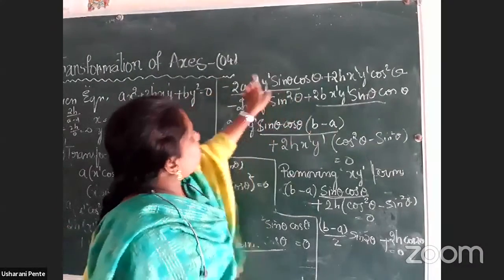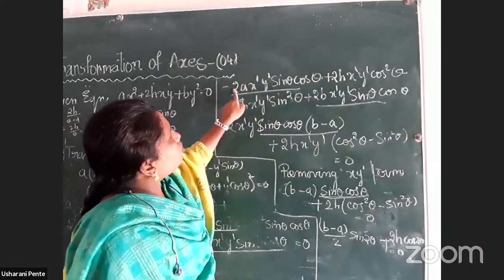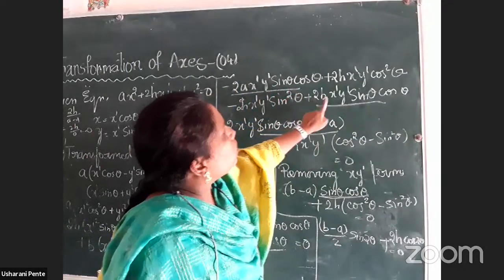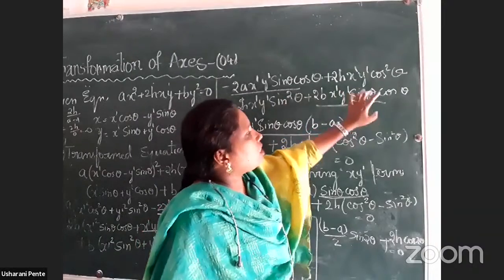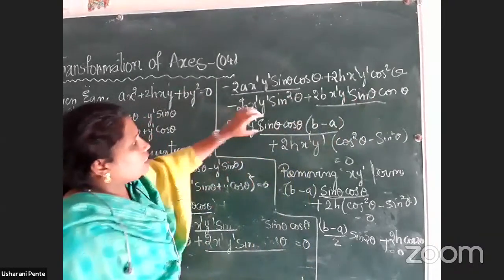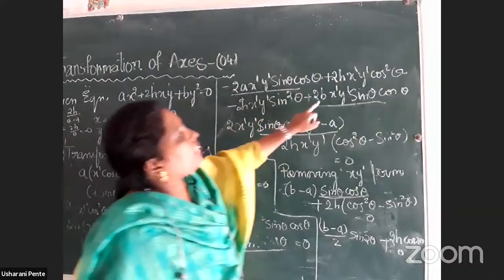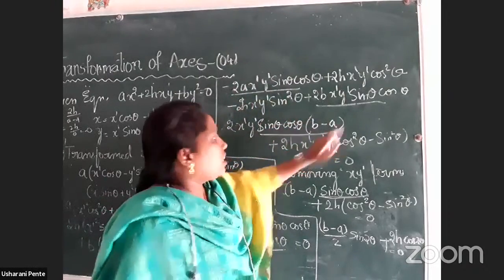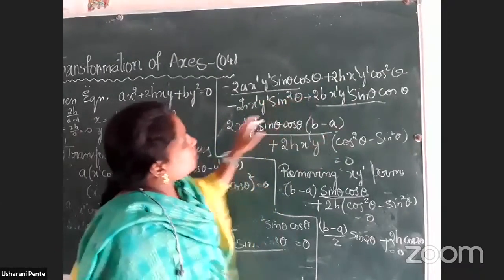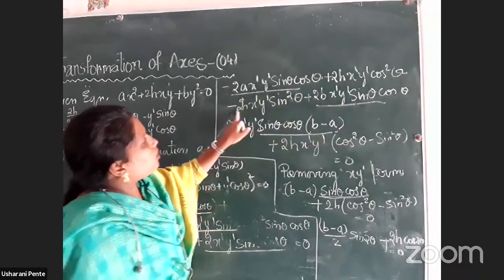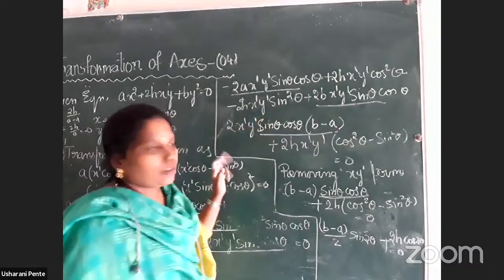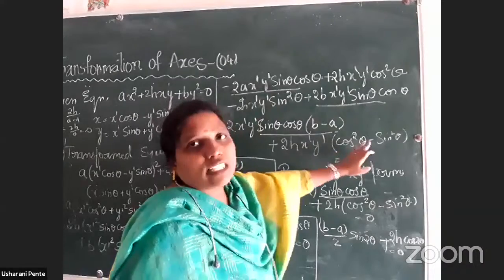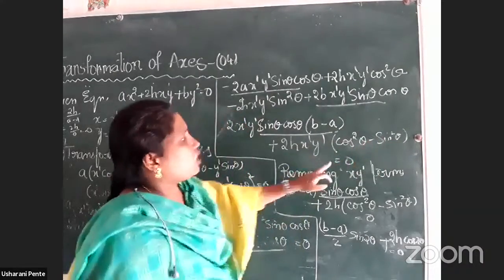We are taking this 2, because we have 2x'y' sin theta cos theta here, and also we have 2x'y' sin theta cos theta. We are taking these two terms as common. So what will I get? I'll get b minus a. Plus, from these two terms, what can we take common? We can take 2h x'y' common. Then what will I get? I'll get cos square theta minus sin square theta. That is equal to how much?